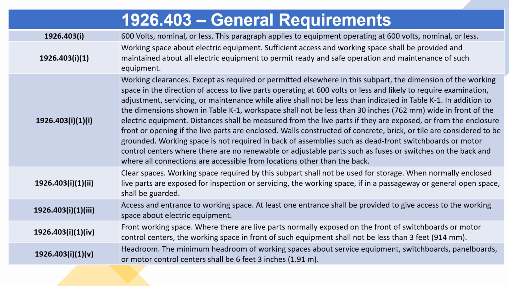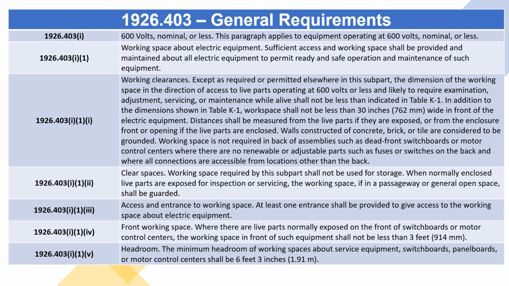1926.403(i)(1)(iii), Clear spaces. Working space required by this subpart shall not be used for storage. When normally enclosed live parts are exposed for inspection or servicing, the working space, if in a passageway or general open space, shall be guarded. 1926.403(i)(1)(iv), Access and entrance to working space. At least one entrance shall be provided to give access to the working space about electric equipment.